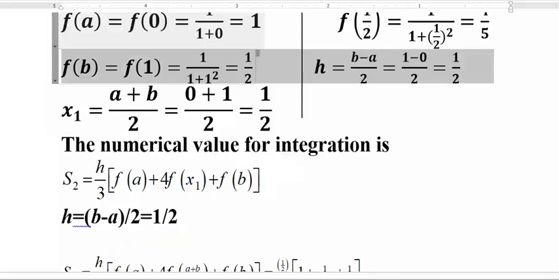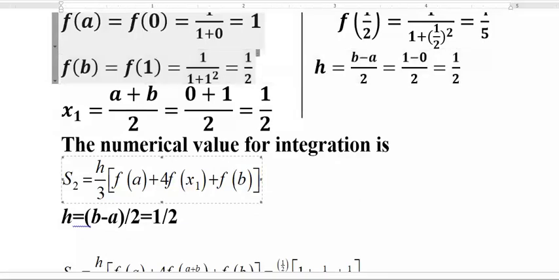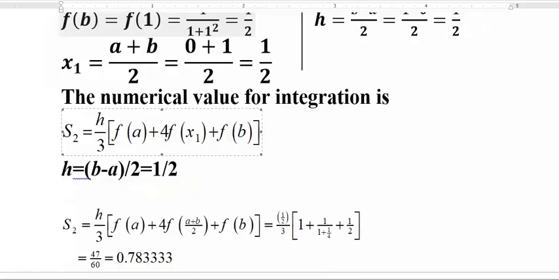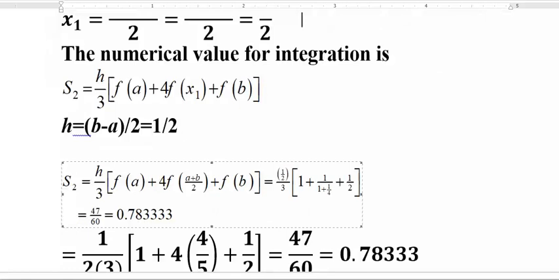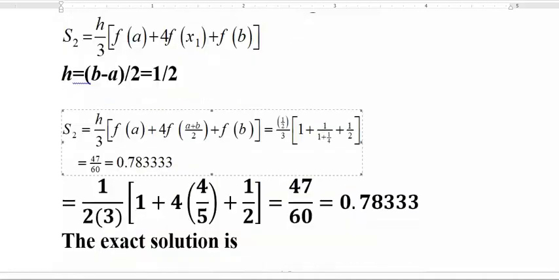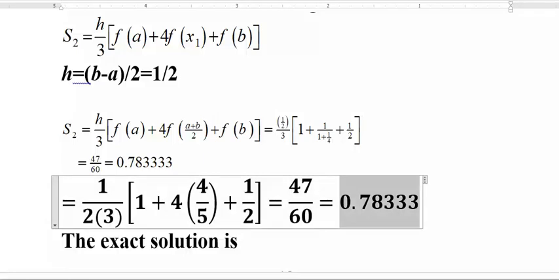The numerical value is S2 equal h over 3 times f of a plus 4 f of x1 plus f of b. So f of a equals 1, f of x1 equals 1 over 1 plus half squared, which is 0.8, and f of b equals half. So the result is 0.78333. Okay, this is the numerical evaluation of the Simpson rule for the integration. Do you understand it?